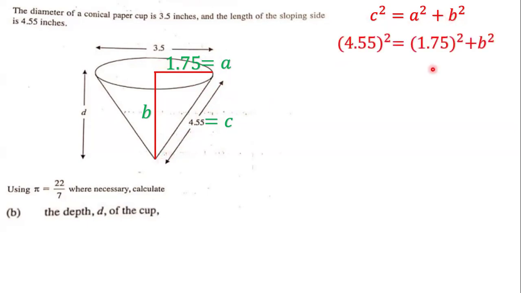So let's substitute these values. C is equal to 4.55, A is equal to 1.75, and for B we just have B squared. So we have 4.55 squared, which gives us 20.7025, and 1.75 squared is equal to 3.0625. And we put plus B squared.